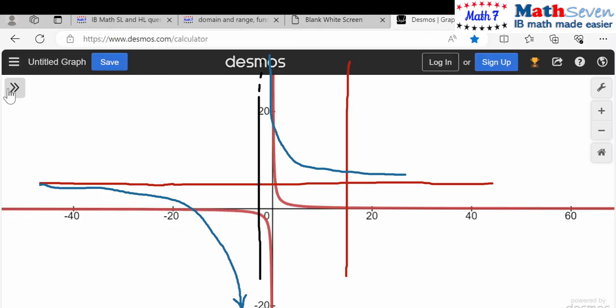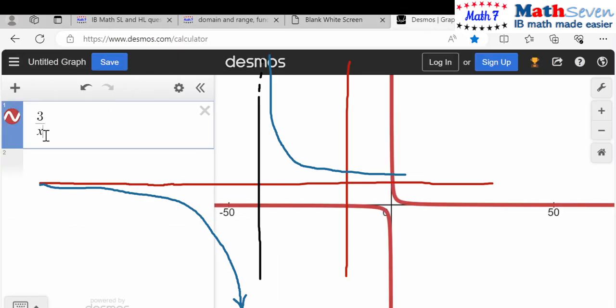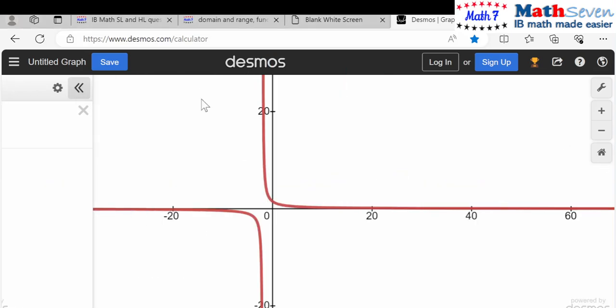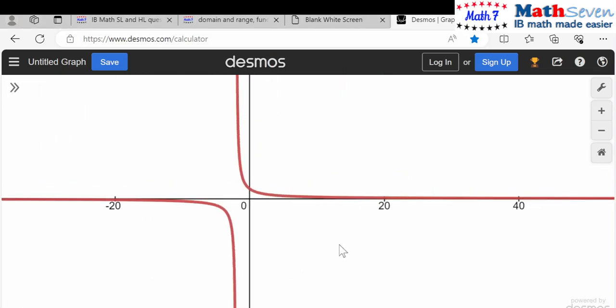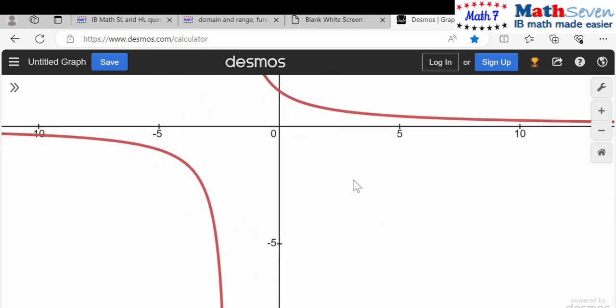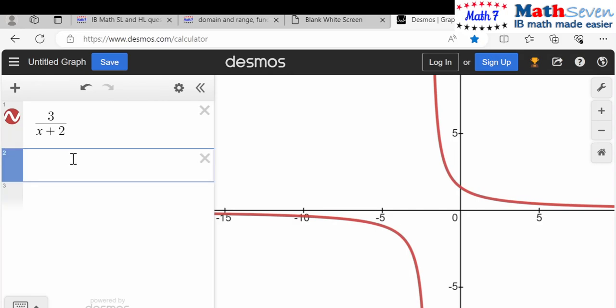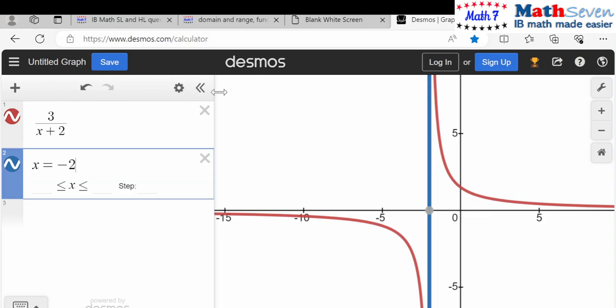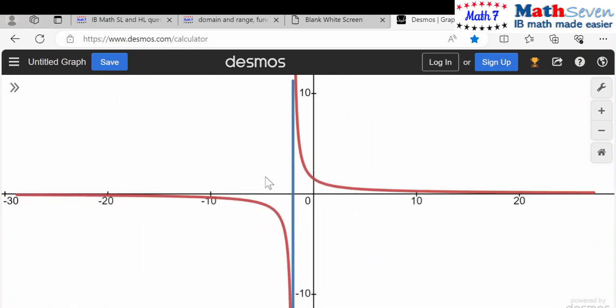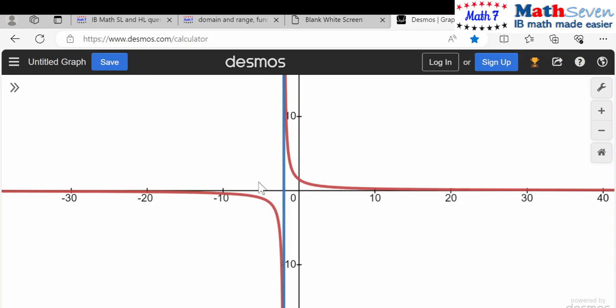Look at Desmos, it goes like this. So the function is 3 over x plus 2. Let me erase it so that you see it clearly. There we go. And let me graph for you here x equals minus 2. That's the vertical asymptote. See, it gets so close to it but never touches it or crosses it. That's the vertical asymptote.